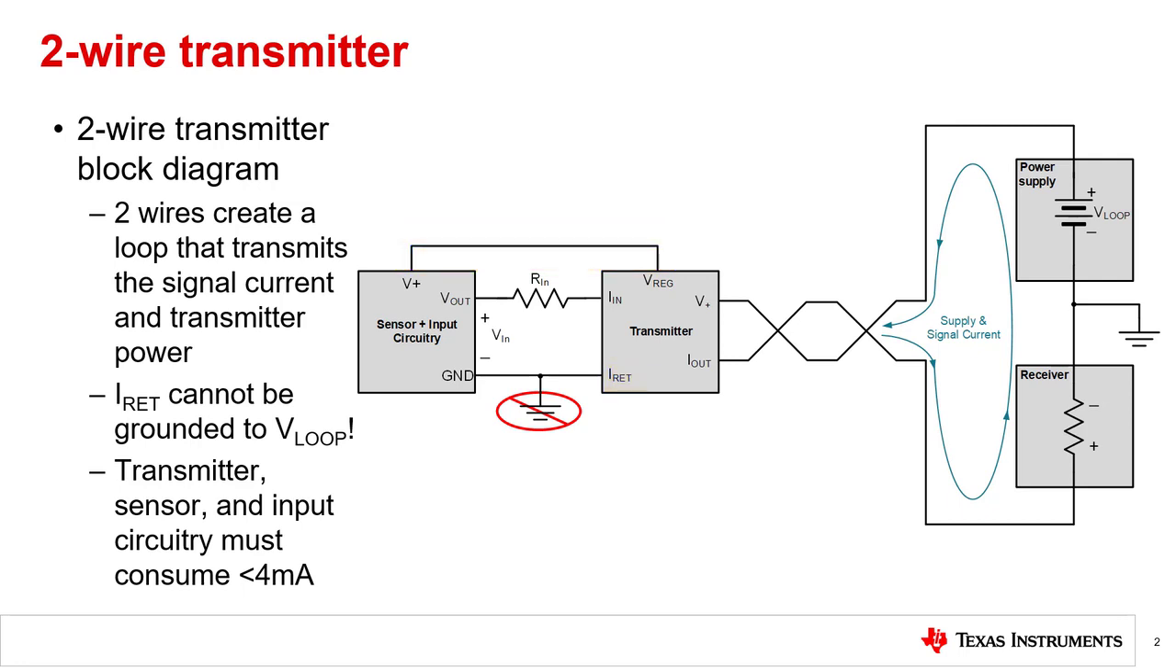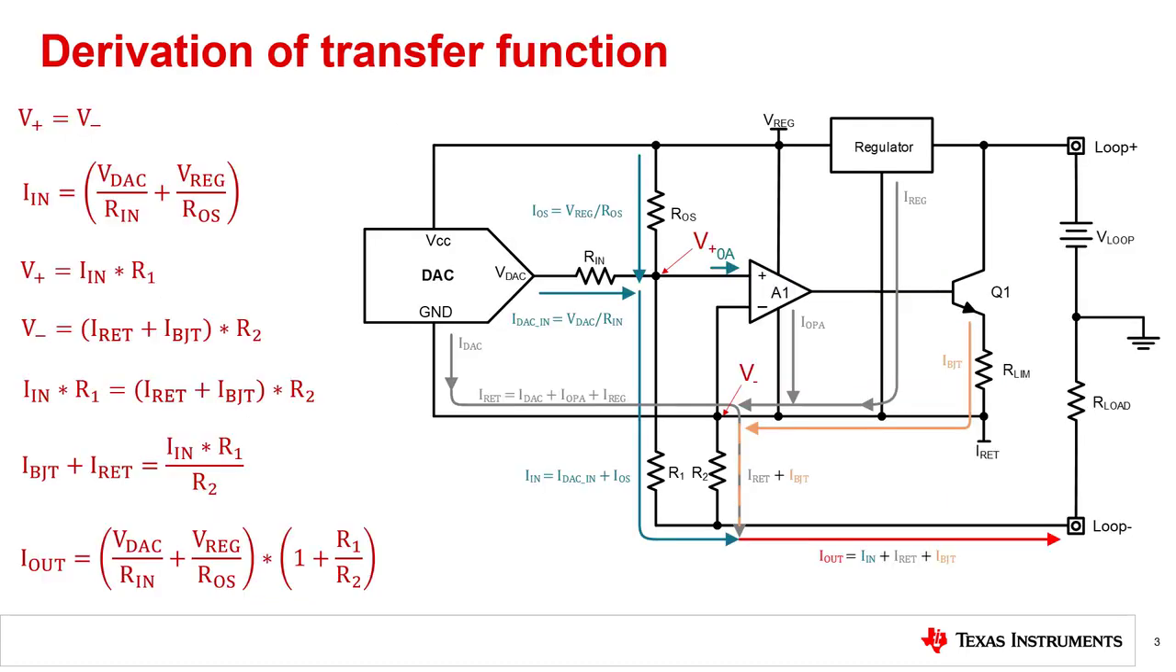The next few slides will derive the transfer function for a 2-wire transmitter, as well as explain why I-return cannot be grounded to the loop supply, ground, or any other earth ground, and why the transmitter, sensor, and input circuitry must consume less than 4 milliamps. This example will walk through the derivation of the transfer function for this standard 2-wire current loop transmitter topology, which is the circuitry featured in the XTR115, 116, and 117.